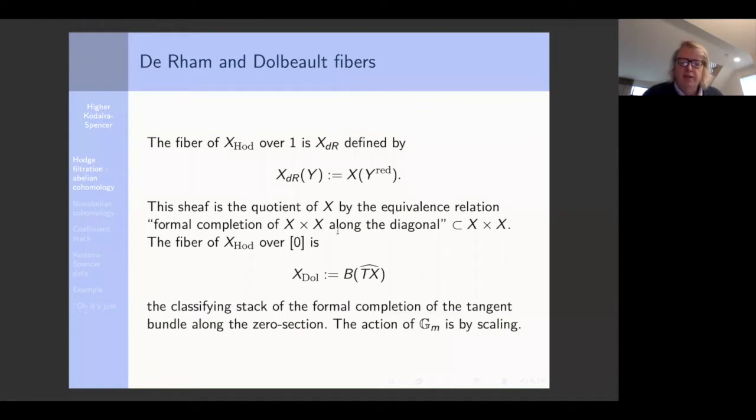Okay, and this has an action of G_m, which is just by scaling on this vector bundle. So this is just an abelian group scheme over X, and we're taking the classifying stack over X. So maybe I should have said X Dolbeault maps to X, which is not the case for X de Rham. X Dolbeault maps to X.